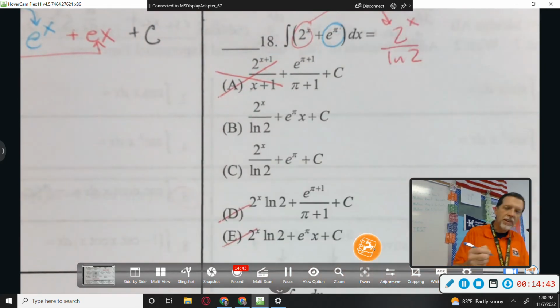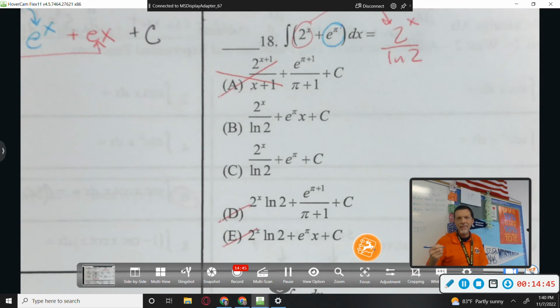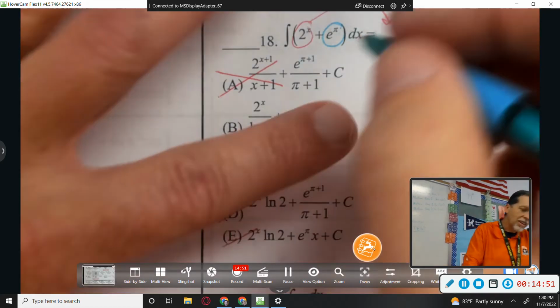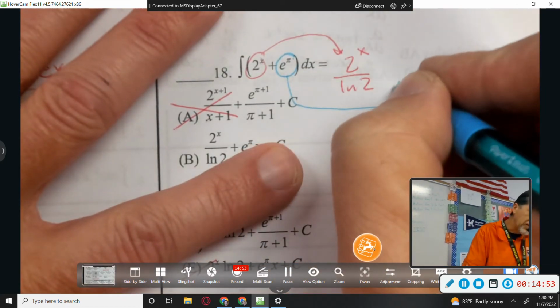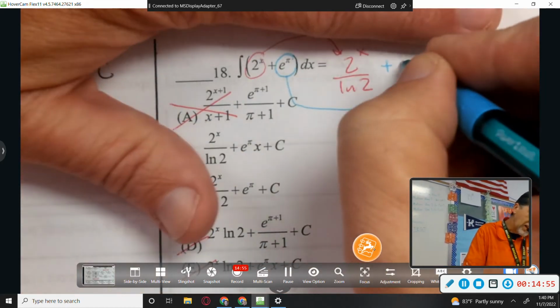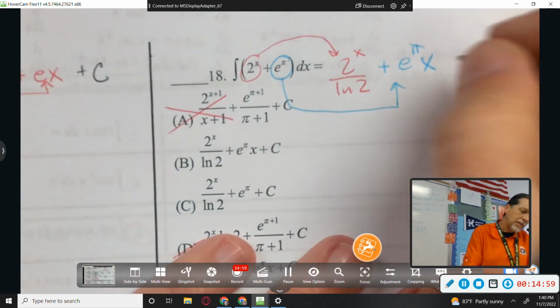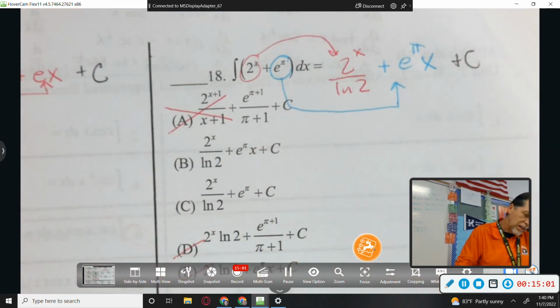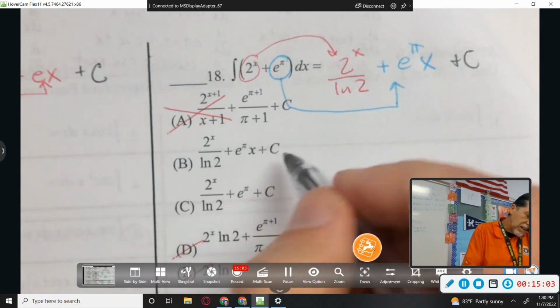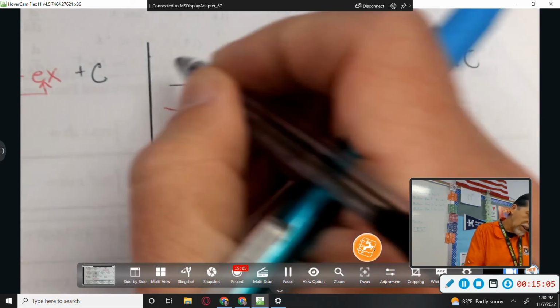What's e to the pi? E to the pi times x. Yeah, it's a constant. Whatever it is, that's a weird number, but it's just a constant sitting there. So I can antiderivative a constant and get e to the pi x, and then plus c. So answer choice B.